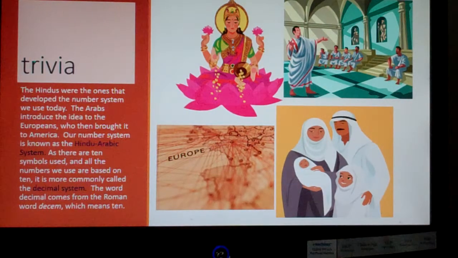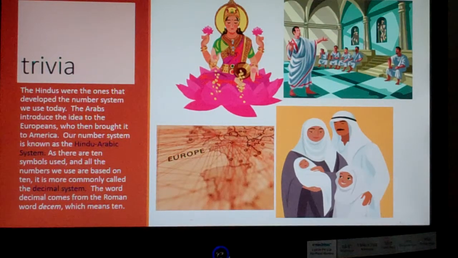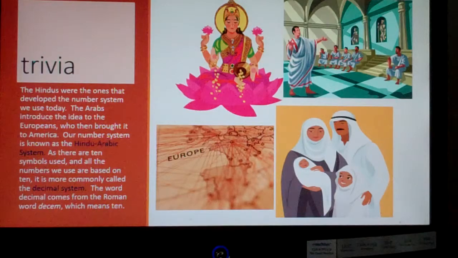Trivia. The Hindus were the ones that developed the number system we use today. The Arabs introduced the idea to the Europeans, who then brought it to America. Our number system is known as the Hindu-Arabic system. As there are 10 symbols used, and all the numbers we use are based on 10, it is more commonly called the decimal system. The word decimal comes from the Roman word which means 10.